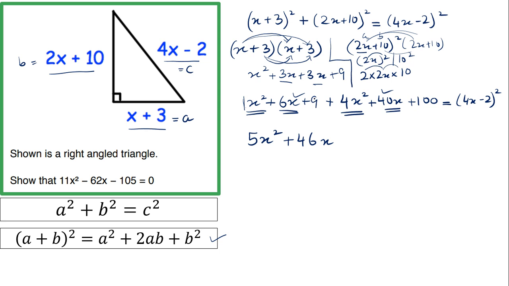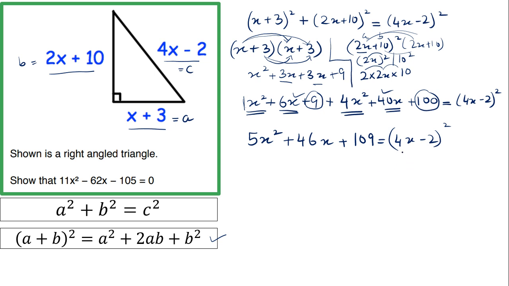Now the last one, I have a 9 and a 100. Both of them are numbers, so they're obviously like terms to each other. Now if I do a 9 plus a 100, it's going to give me 109. So I'm going to write 5x squared plus 46x plus 109 is equal to 4x minus 2 whole squared.